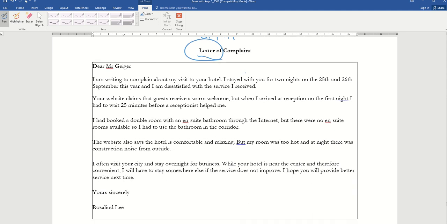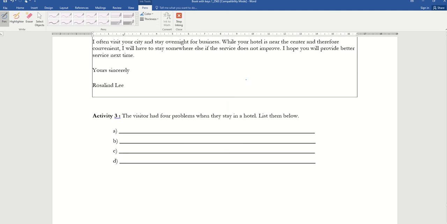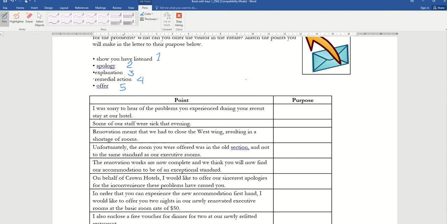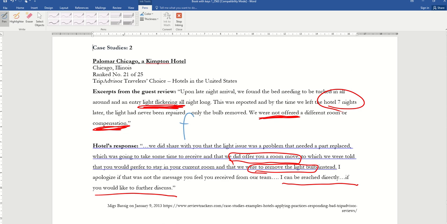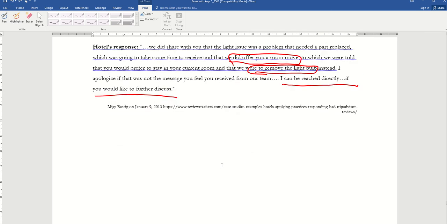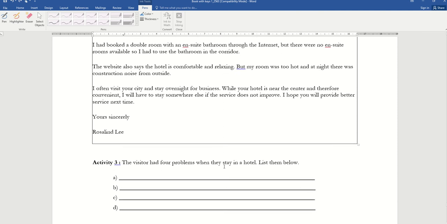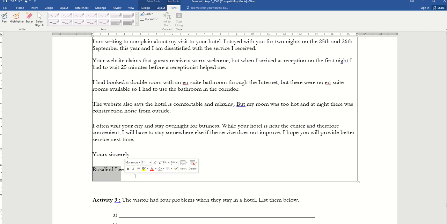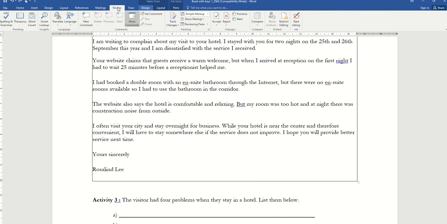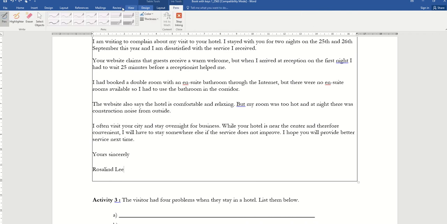This is a short complaint, and this is the example of what's wrong, the format of the letter. Letter of complaint by guest. This is guest. What's wrong? Guest name: Lee, Rosalind Lee.